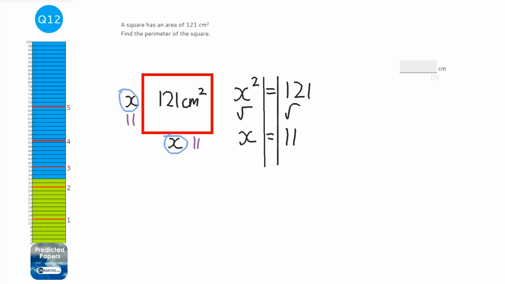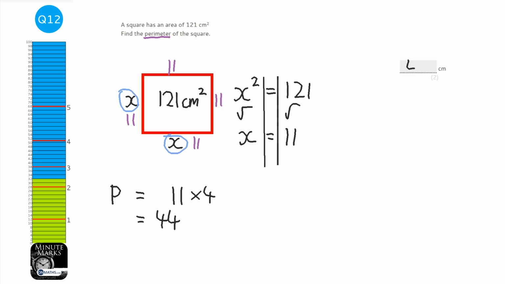So I know that 11 times 11 is 121. Now the temptation is to think, right, I've got the answer 11. But it's asked for the perimeter of the square. So I know perimeter is the distance around the square, and each side is 11. So it's 11 plus 11 plus 11 plus 11, or 11 times 4, which is the perimeter, which is 44. So the answer is 44 centimeters.